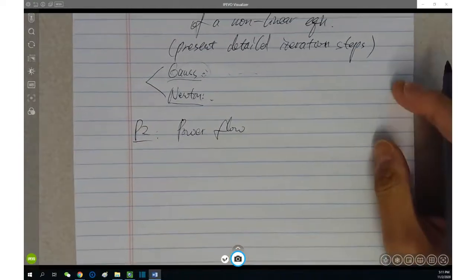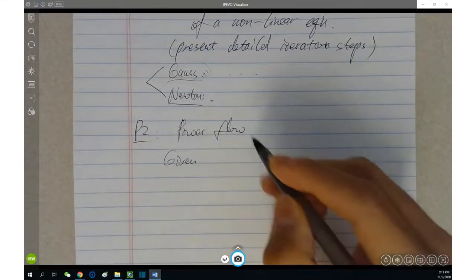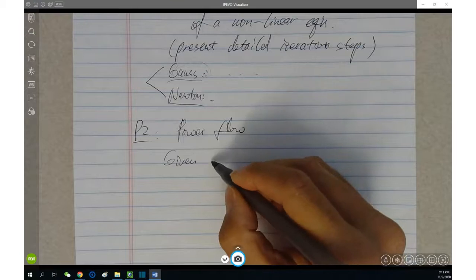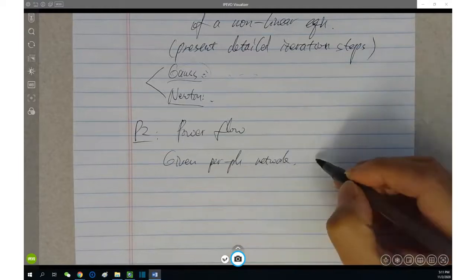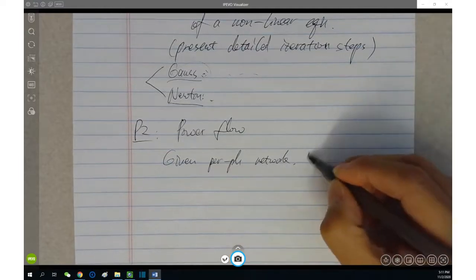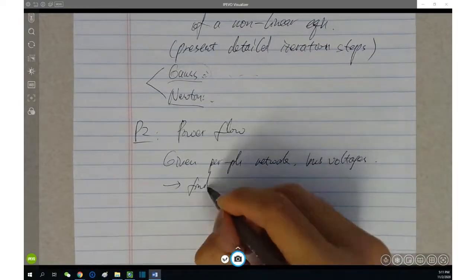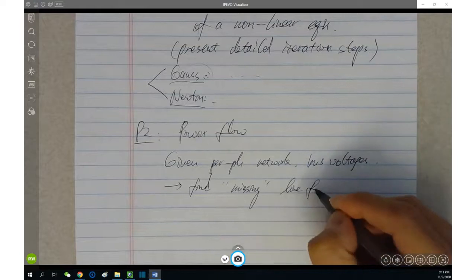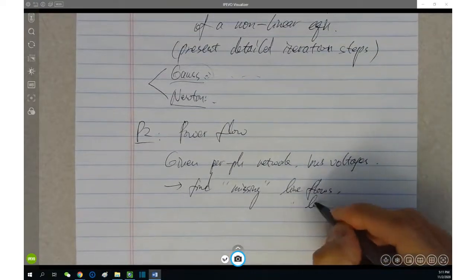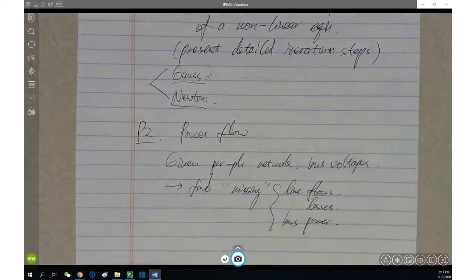The power flow system. Given the per phase network, and also the bus voltage, find the missing line flows, line loss, and bus power. Be very careful. I'm asking you to find the missing ones. Okay, missing ones.